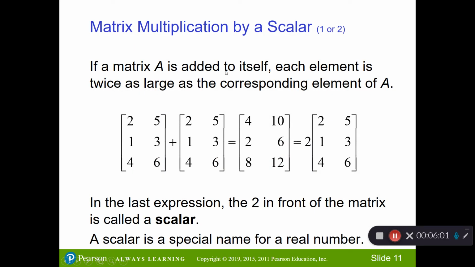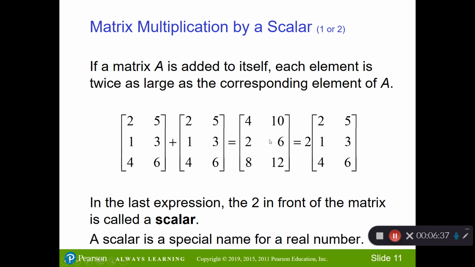Now, if a matrix is added to itself, each element is twice as large as the corresponding element of the original. Here, 2, 1, 4, 5, 3, 6 is added to 2, 1, 4, 5, 3, 6. 2 plus 2 is 4, and that's twice the original element. 5 plus 5 is 10, and that's twice the original element. So we can multiply by a scalar. A scalar is just a number as opposed to a matrix, right? A scalar is just a number. We can multiply a matrix by a scalar by multiplying every single element by that scalar.